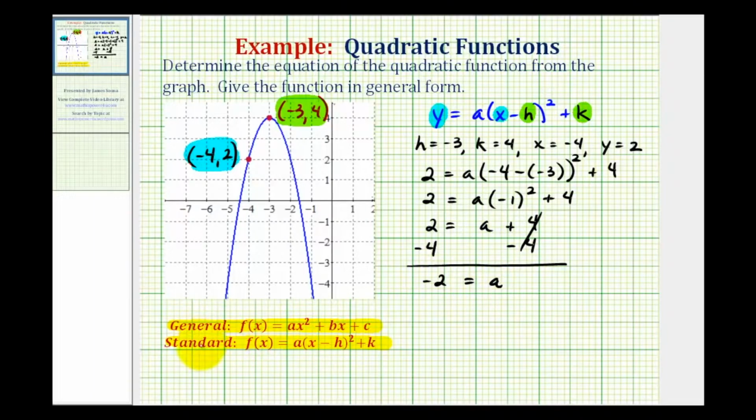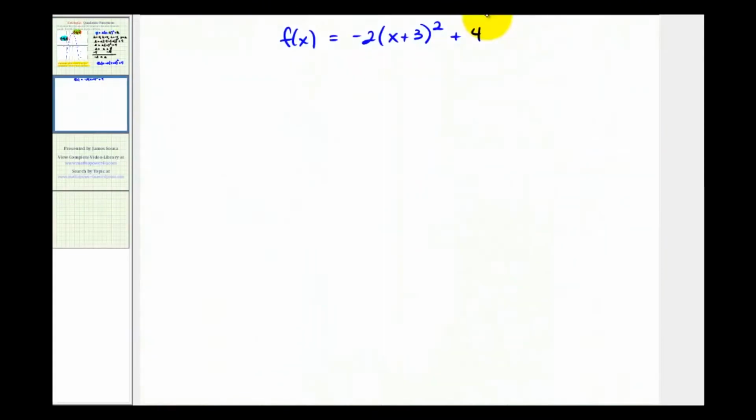So our function in standard form is going to be f of x equals a, which is -2, and then we'll have the quantity x minus h squared. Remember, we do want x in our function, so we're going to have x minus h, but h is -3, minus -3 will be +3, so we have x plus 3 squared, then plus k, again k is 4, so we have +4. But since we want this in general form, we'll have to multiply this out, combine like terms, and then put the terms in descending order so it's in general form. So let's do that on the next slide.